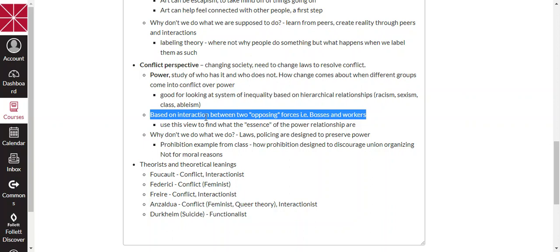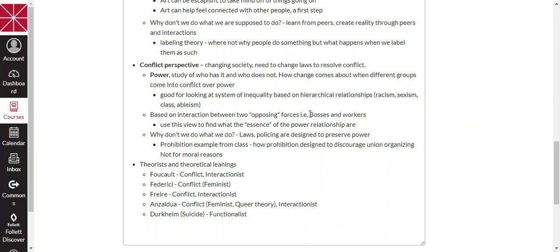We talked about bosses and workers, for instance, where bosses and workers have opposite goals. Workers want to get higher wages, but bosses want to pay less in order to make more money. So in this case, there's a constant tension between the two groups. And conflict theorists are interested in looking at this tension between groups and seeing how that changes society.